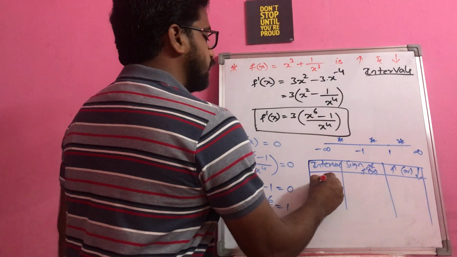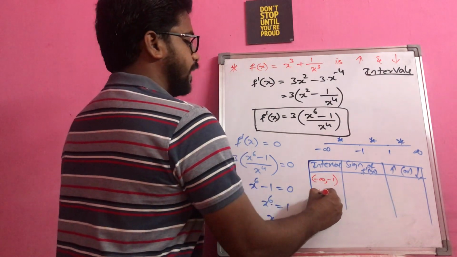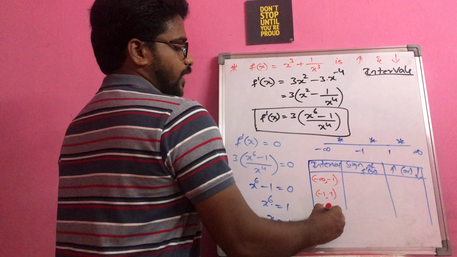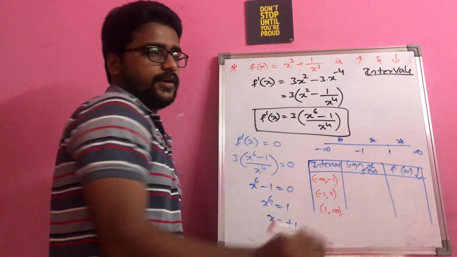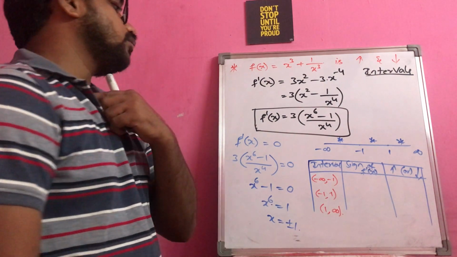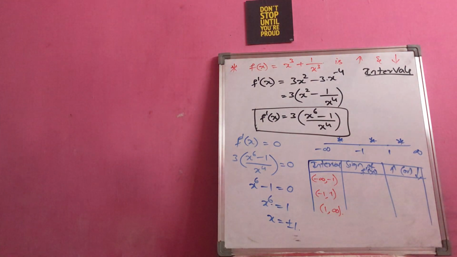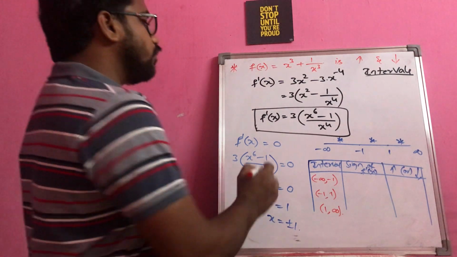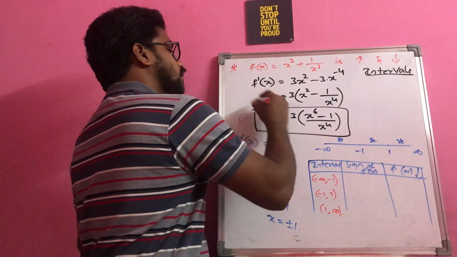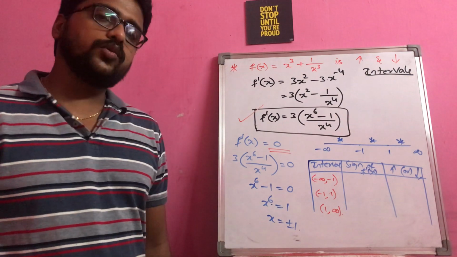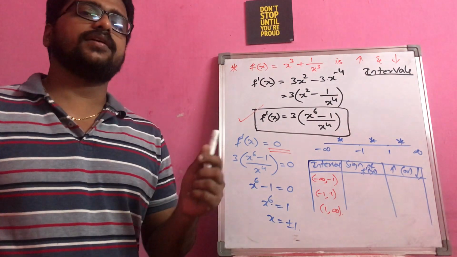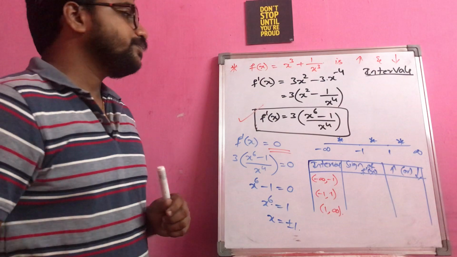First interval is minus infinity to minus 1, second is minus 1 to 1, and then 1 to infinity is the other interval. Now as we discussed already before, which f dash of x do you have to use for checking the sign? It's a simple thing. Before equating to 0, whatever f dash of x you have, try to use that. That will help you arrive at the answer in a simple way.